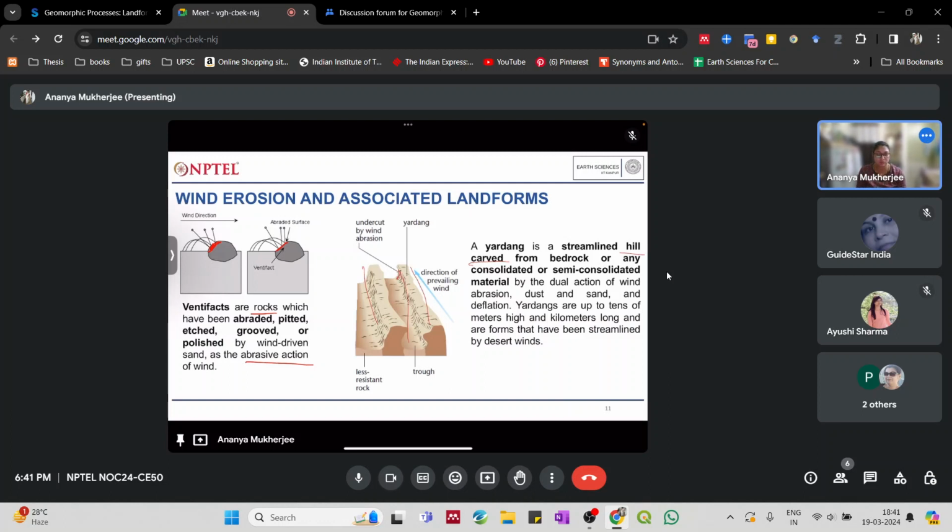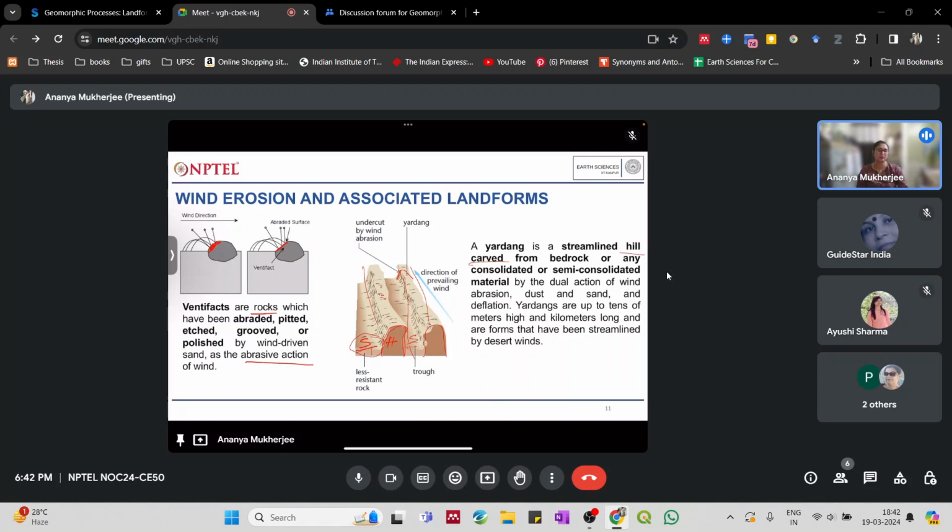So suppose this is a harder rock that is present, and there are softer materials lying side by side with these hard rock materials. This soft or less resistant rock is eroded much more easily compared to the harder rocks, and so what you are left with are elevated ridges of the hard resistant rock, and troughs are found where you have the softer rocks. These are called yardangs.